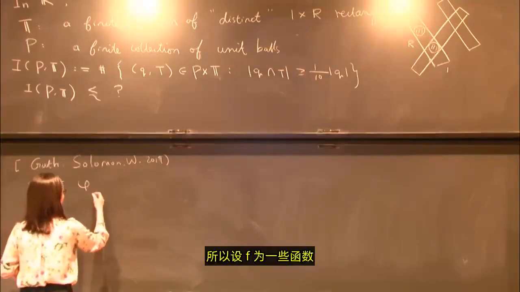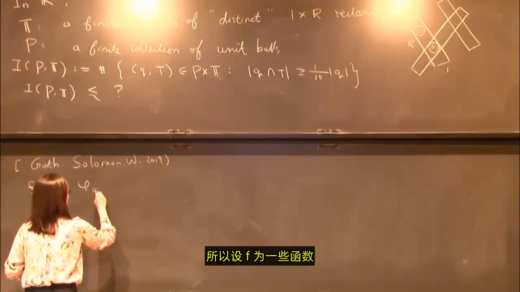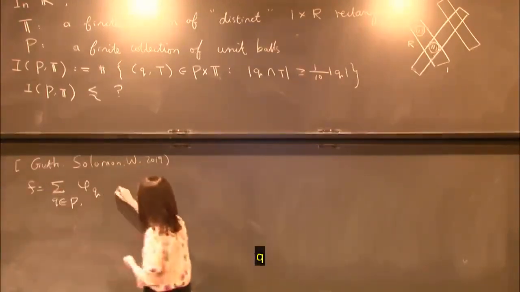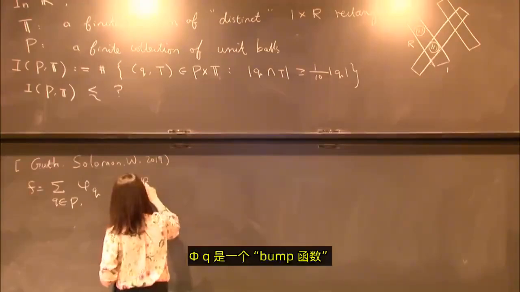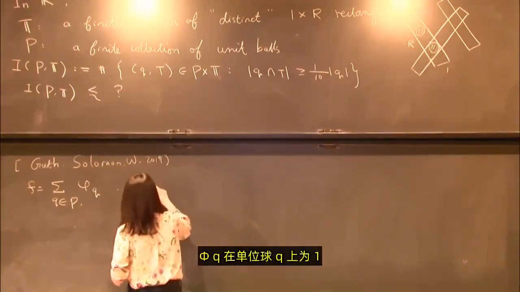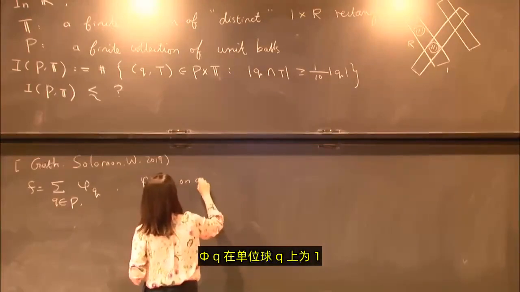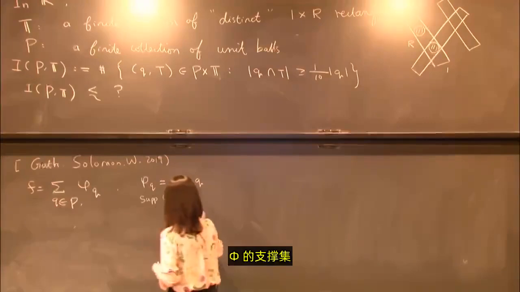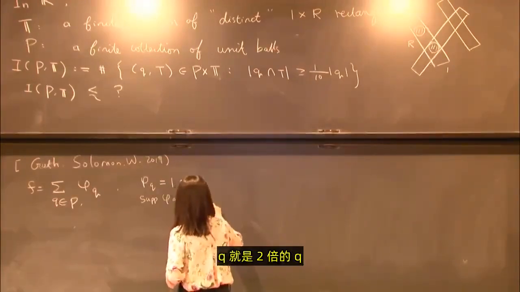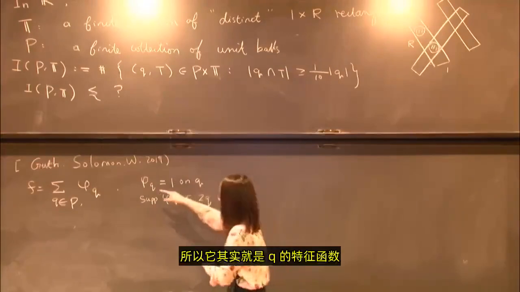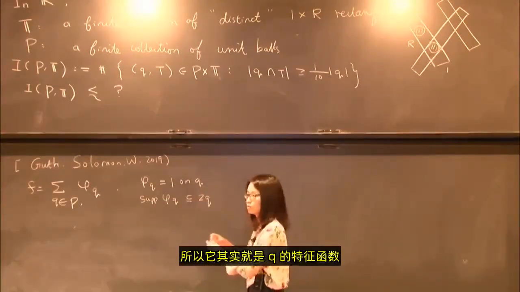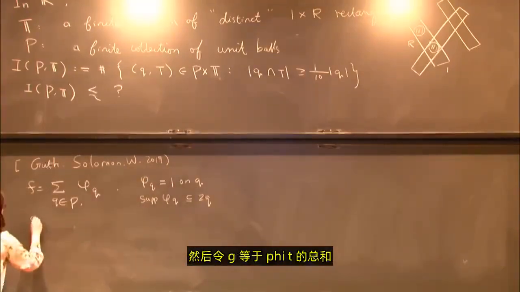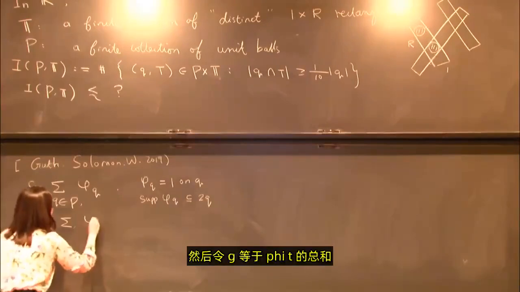So let f be a sum over functions phi q. Phi q is a bump function at each unit ball q. Phi q is 1 on the unit ball q, and the support of phi q is inside 2 times q. So essentially, it's like the characteristic function of q. We make it slightly smoother. And then let g equal the sum over phi t.